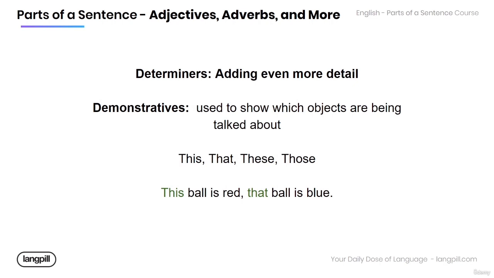Other types of determiners are called demonstratives. This tells us which objects are being talked about. So we have this, that, these, and those. So this ball is red. That ball is blue. So this and that are telling us which objects we're talking about. So imagine pointing. This ball is red, close to me. Or that ball is blue, the one over there.